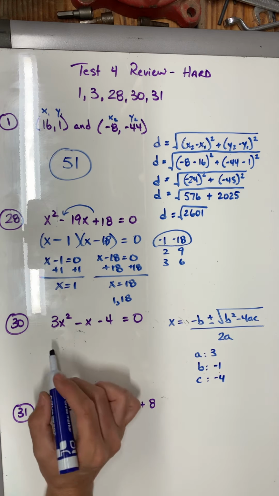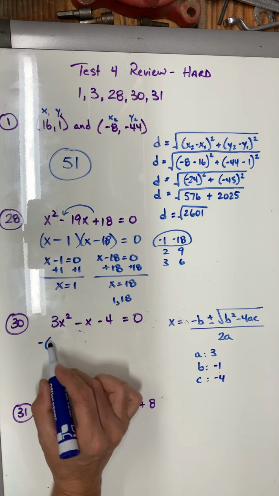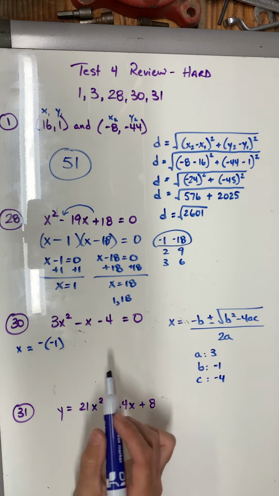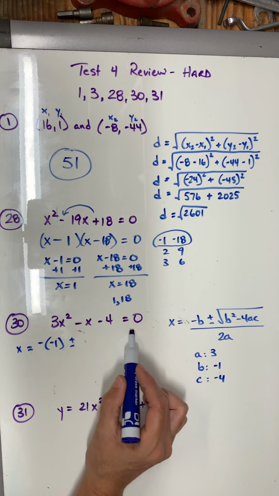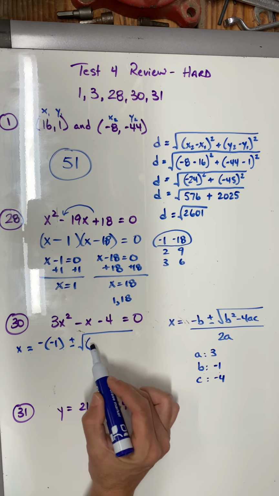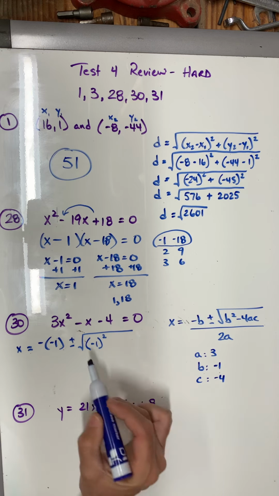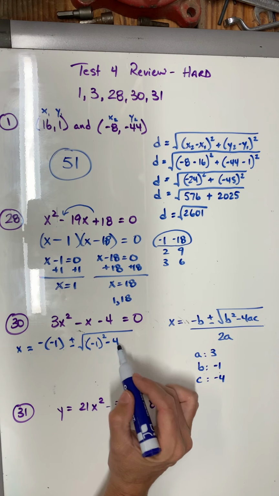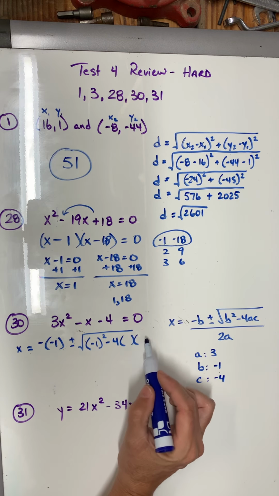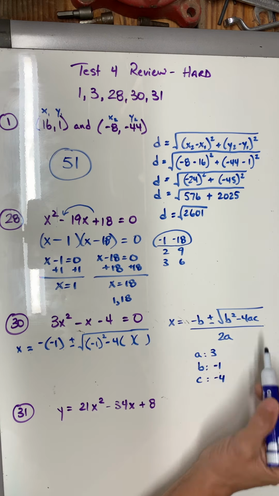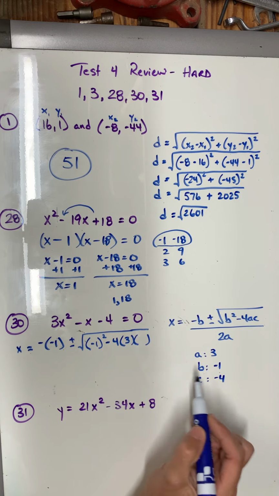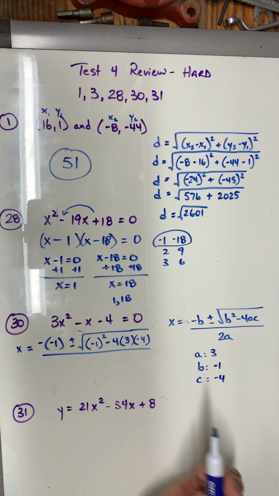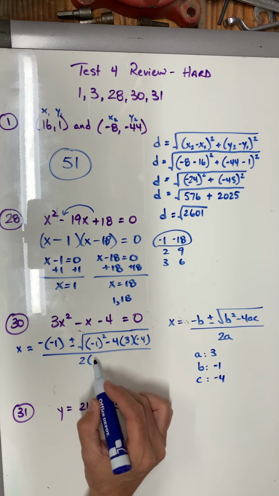So I'm going to have -1 is b, so x equals plus or minus the square root of -1 is b. I'm going to square that. Notice I put it in parentheses so that the sign stays correct. In fact, what I do is I just make parentheses for every letter and then I put the numbers in, and that keeps everything correct regarding the negative signs.